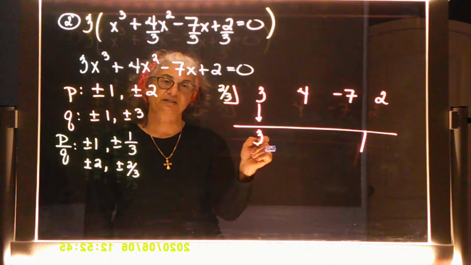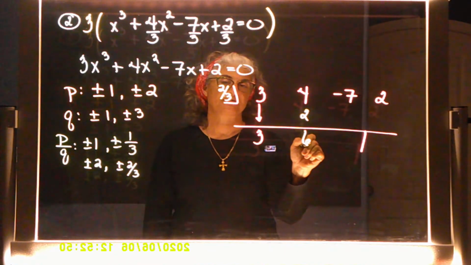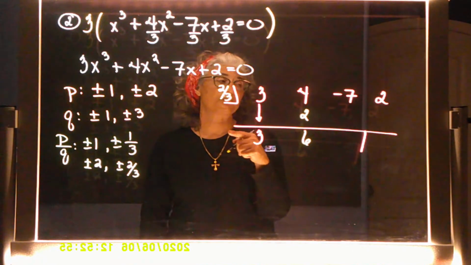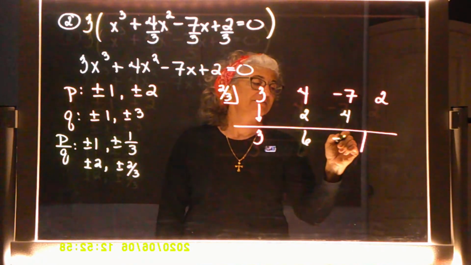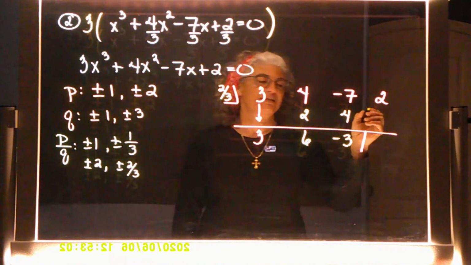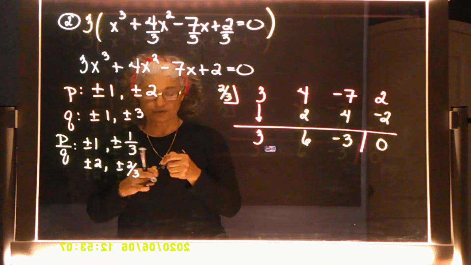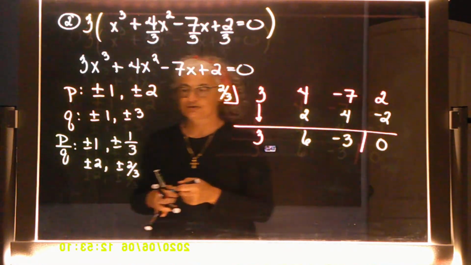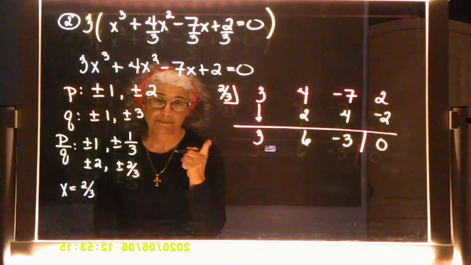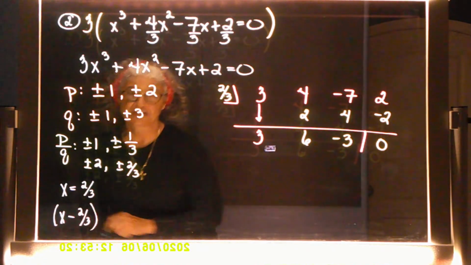Okay, so 2/3 times 3. Good, that's just 2. This gives me 6. 6 times 2 over 3. Yeah, that is 12 over 3, which is 4. That gives me a -3. -3 times 2/3. Yeah, that gives me a -2. That gives me 0. Yay! So I've got one of my solutions. One of my solutions is x equaling 2/3. That means the factor was x minus 2/3, right?